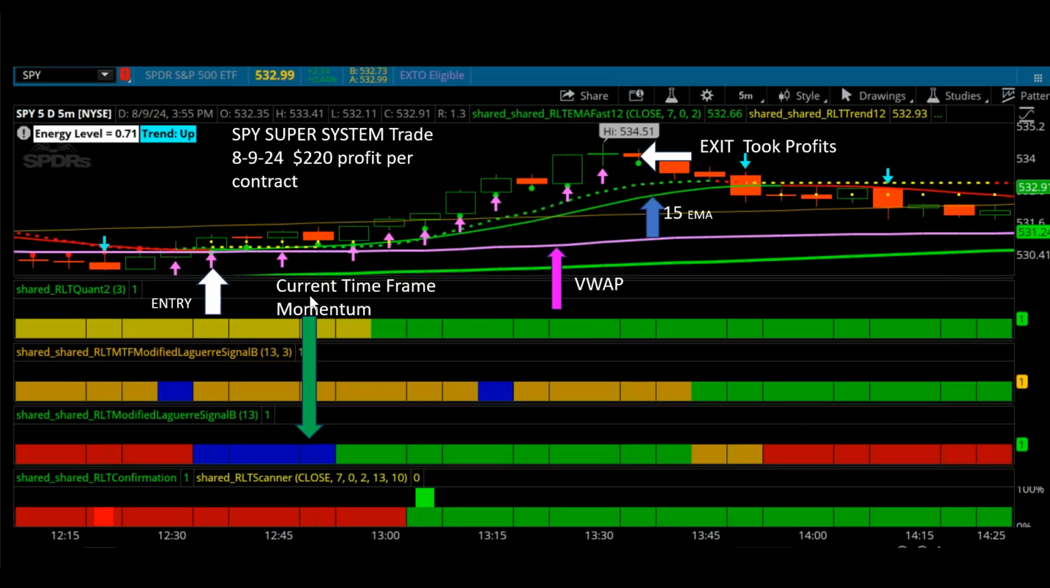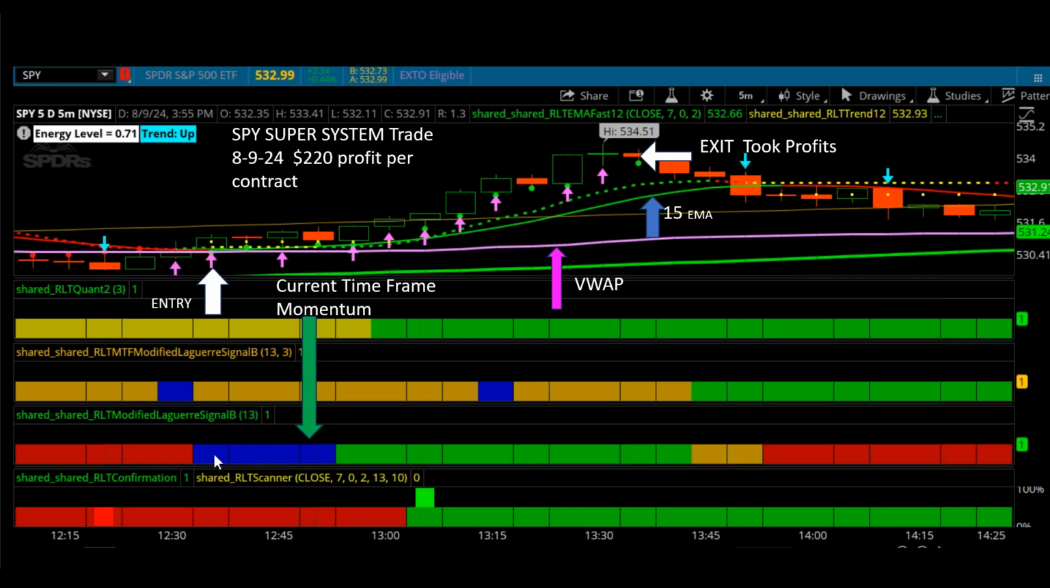All right, so I just want to show you some of the trades we took. I'm going to go through this, and then we'll wrap it up. This was back in August. This was before I had the oscillator down here. But again, you see how busy it looks. That's why I went to the alternate template. But you see, this is what you're looking at, the current time frame momentum. That's all you care about.